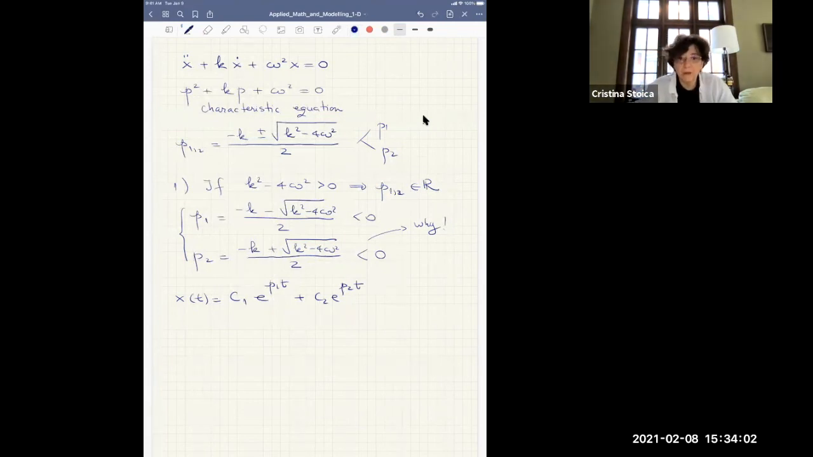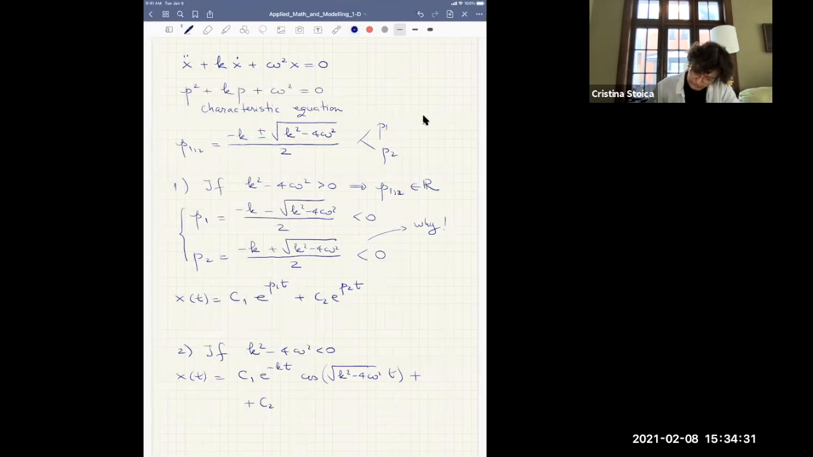Remember? And then we have cases too. If this is negative, then x of t would be C1 e to the minus kt cos of root of k squared minus 4 omega squared t plus C2 e to the minus kt sine of the same. So that's from the ODE course. This is why the ODE is required as a prerequisite for this one.